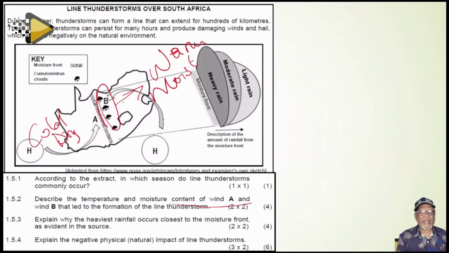Because that is where condensation is taking place. That is where there is a high level of condensation. That is where we have more moisture. But when you're moving away, then the moisture is also going to decrease.